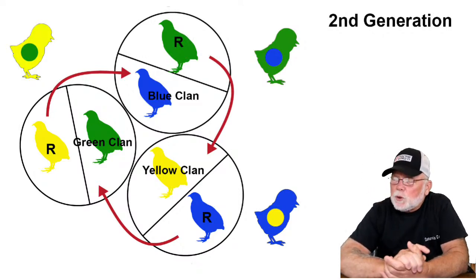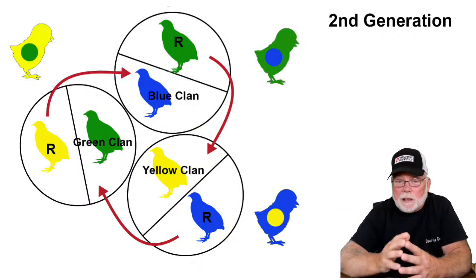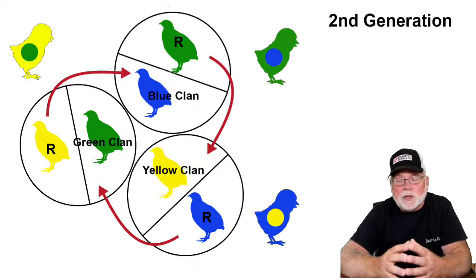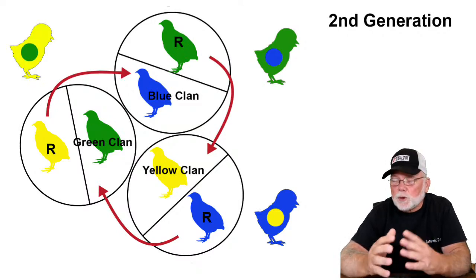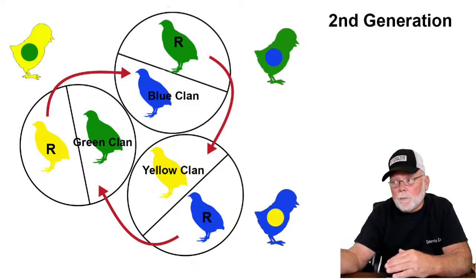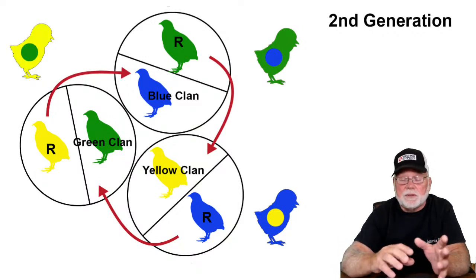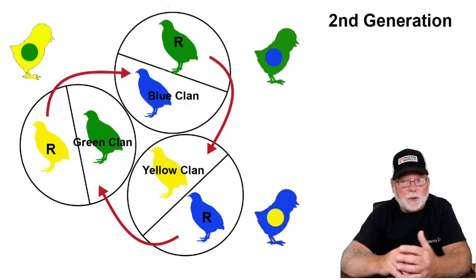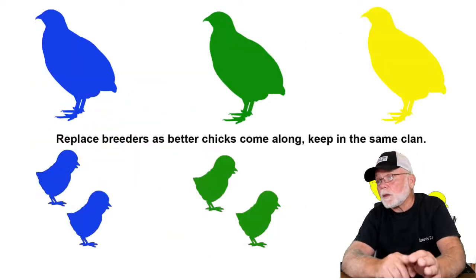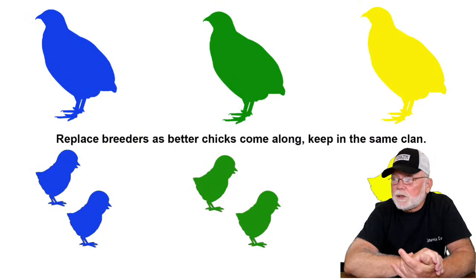I do want to say, if you have a batch of chicks that come out of the yellow clan, and you go through and you're selecting your rooster, but the rooster isn't as nice or as good as the father that he originated from, it's okay to take that father and rotate him into the next group, because basically you're doing the same thing. Again, you want to replace all your breeders as better chicks come along.